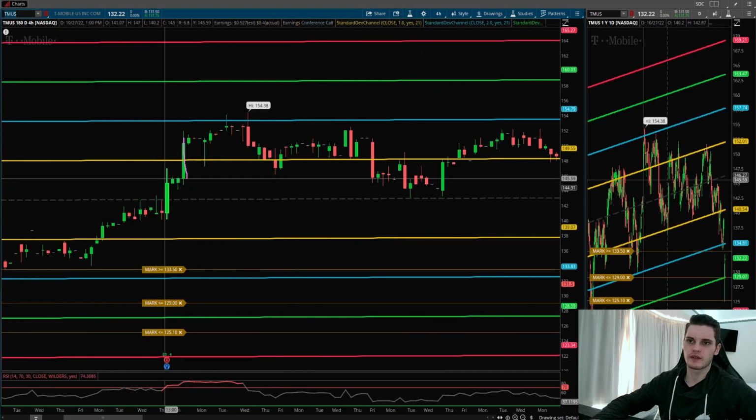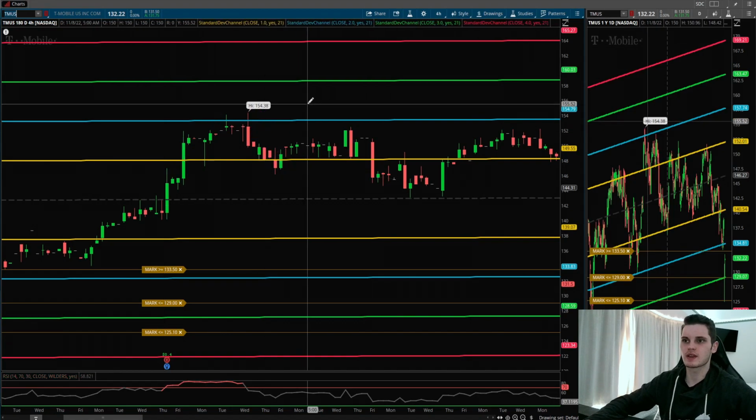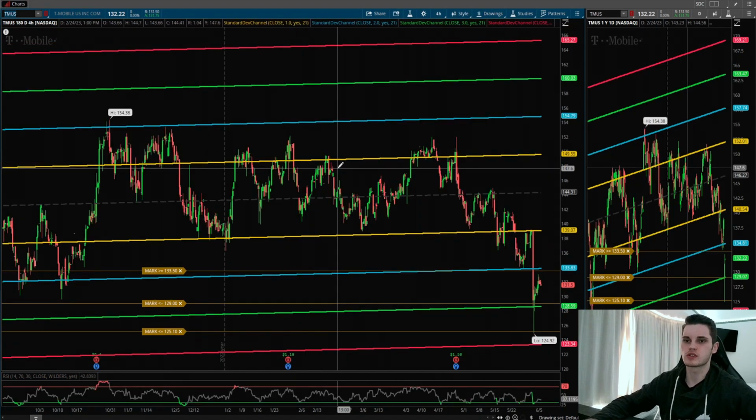We break above our first deviation. You can see we test our second deviation as a resistance. We come back, we test this area as a support, and we get a bit of a bounce. So if you're a trend trader, that's probably how I would look to do them.